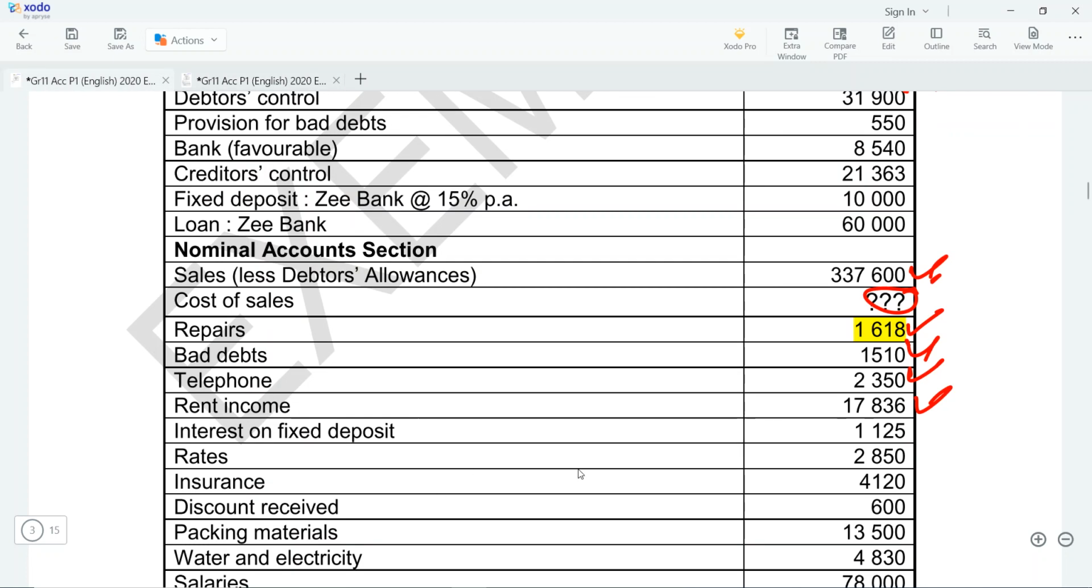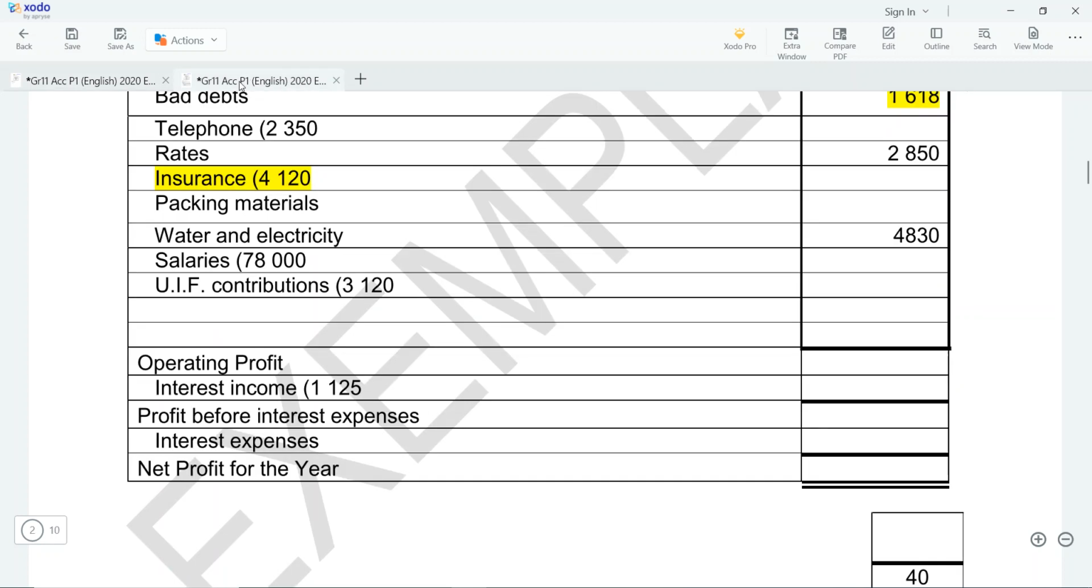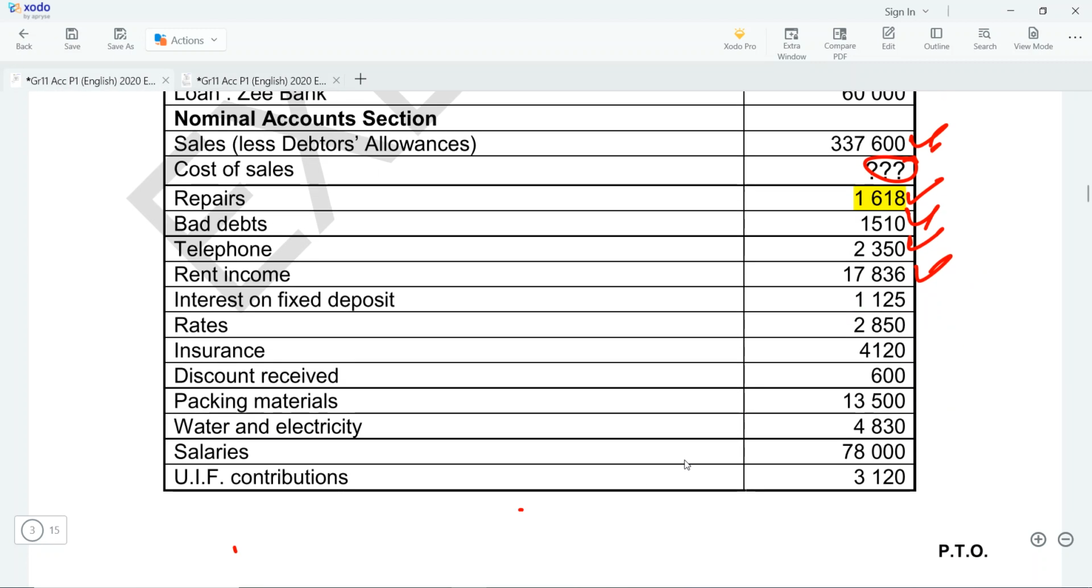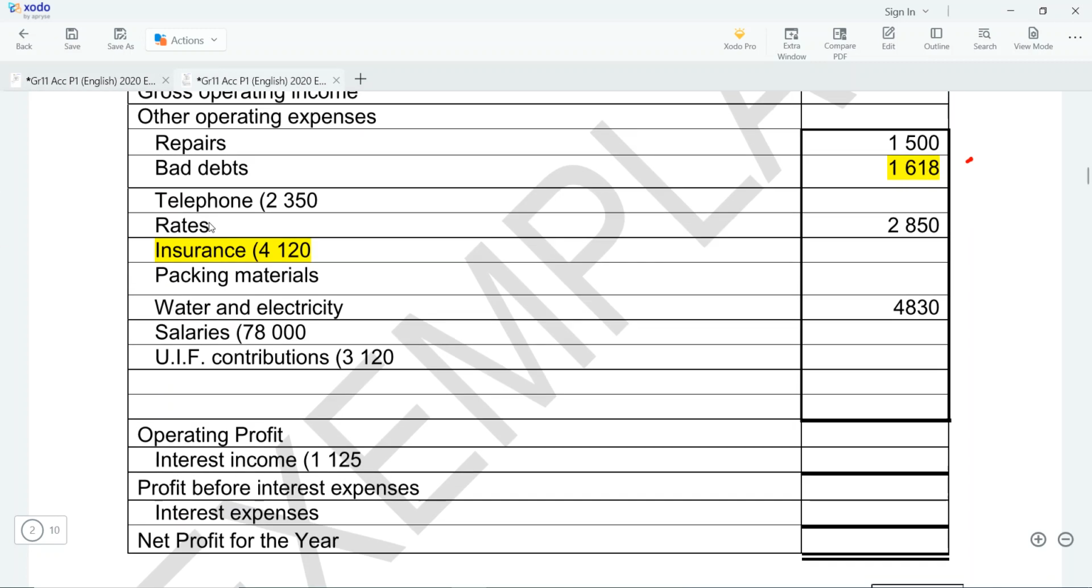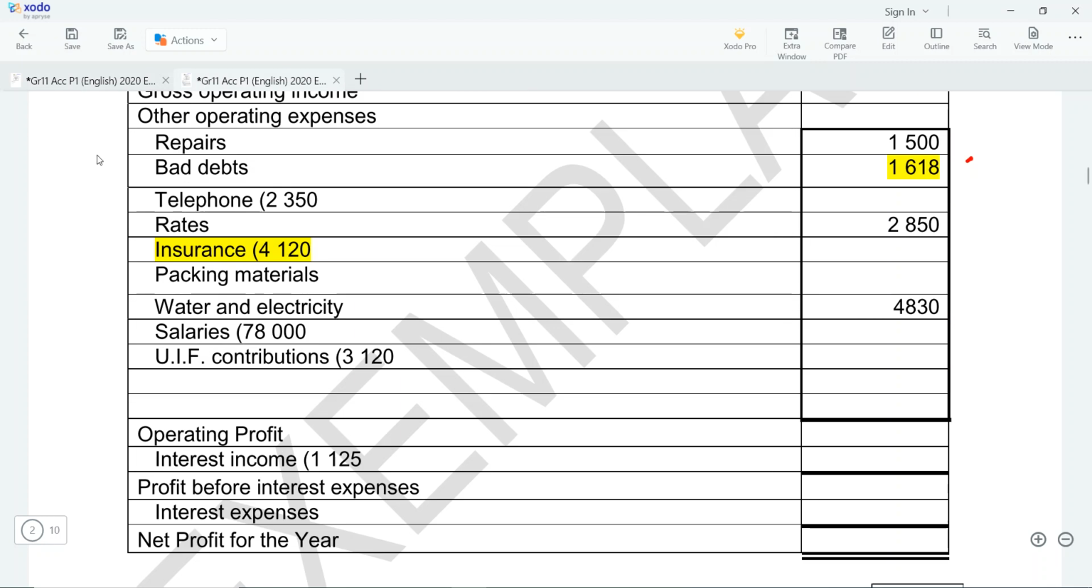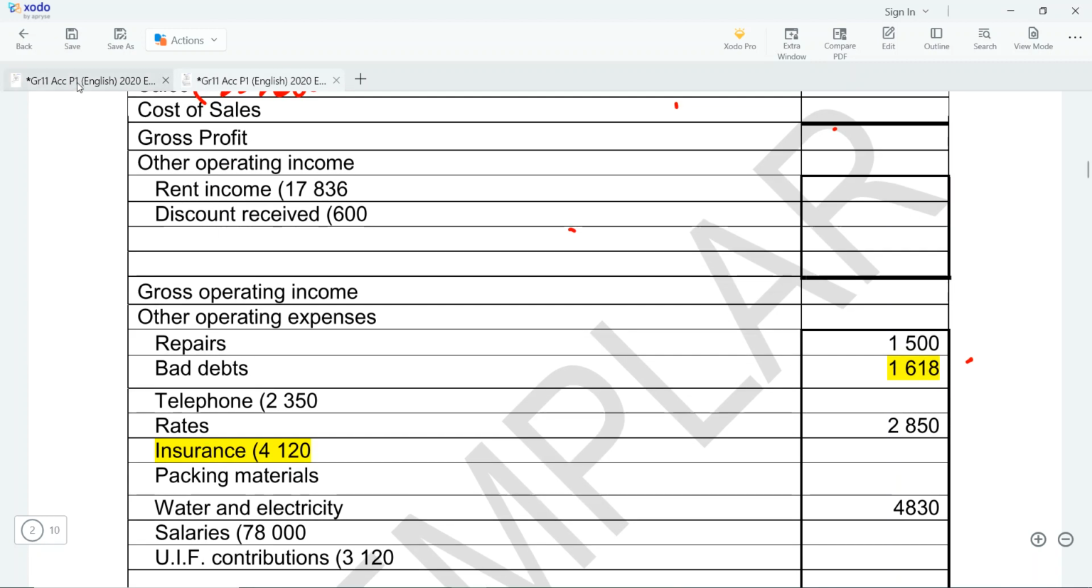Next we have 2,850 on the rates, so let's check if our rates have been entered for us. Our rates here 2,850 entered. And then next we have 4,120 for insurance. Let's check if it has been entered. Insurance 4,125. And then next we have discount received of 600. Let's check if it's there. Discount received 600 is there.